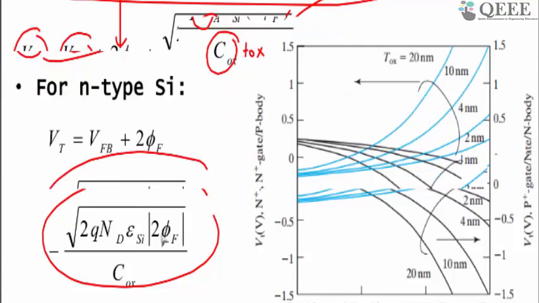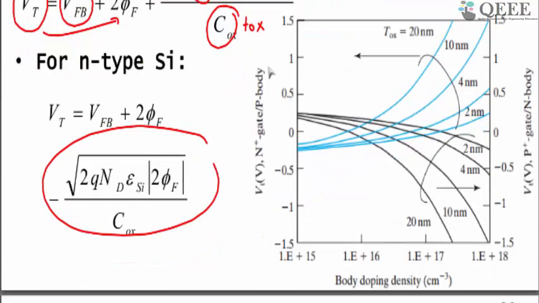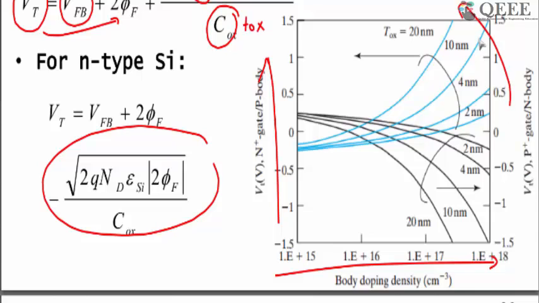So let's look at some family of curves. This is the threshold voltage plotted against the doping concentration for various oxide thicknesses. You can see, as you vary the doping concentration from 10 to the power of 15 to 10 to the power of 18, what you may expect: the threshold voltage increases. It is simple, when you vary the substrate concentration, you are increasing the majority carrier concentration.